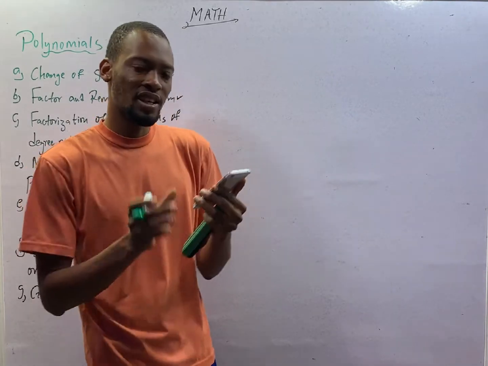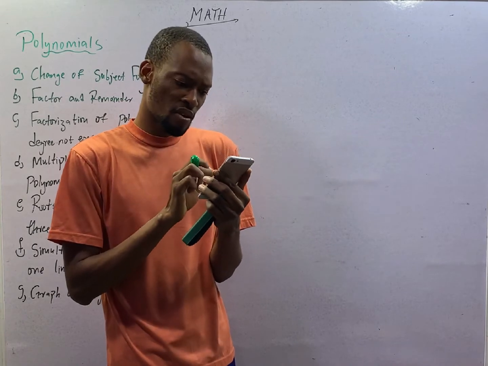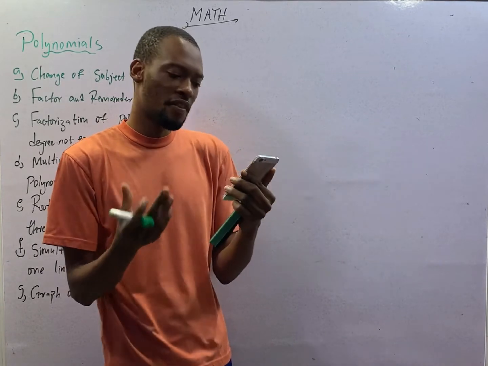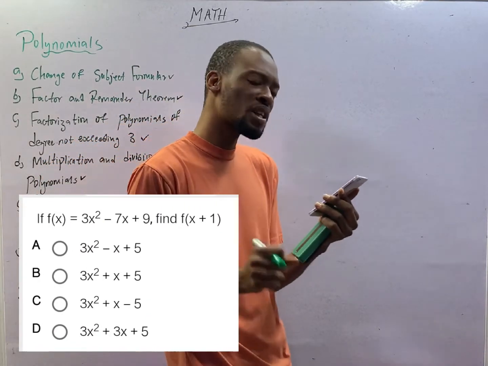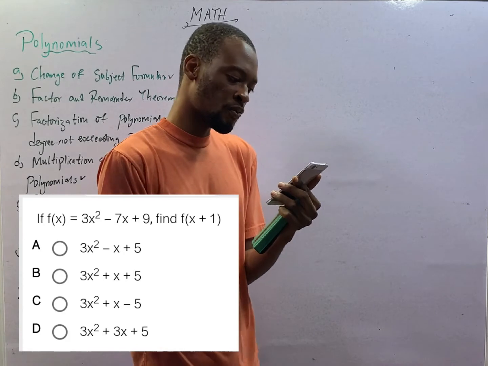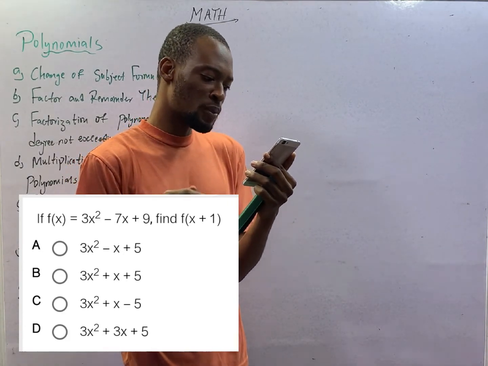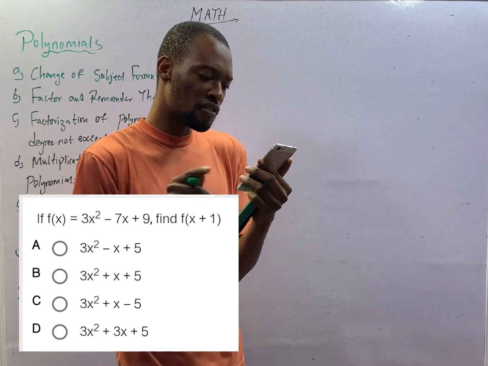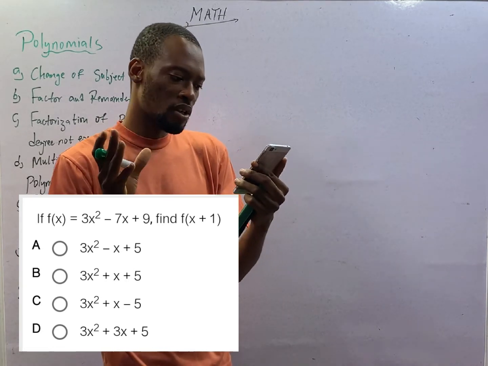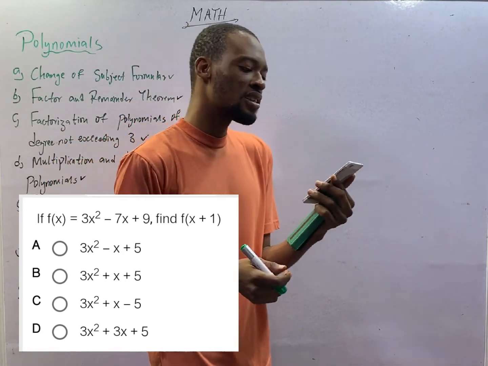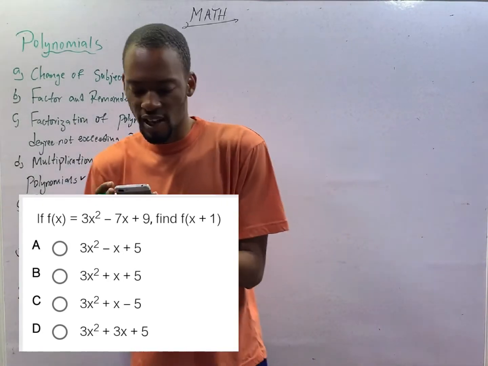And the next one says, if function of s is equals 3s squared minus 7s plus 9, find function of s plus 1. Function of s plus 1 means anywhere you see s, put s plus 1. That gives you 3 bracket s plus 1 squared minus 7 bracket s plus 1 plus 9. Instead of s, just put s plus 1. When you solve, you get 3s squared minus s plus 5. Solve and confirm the answer.